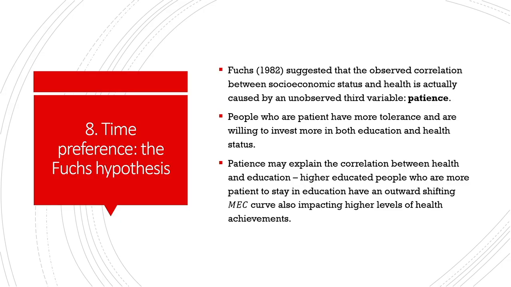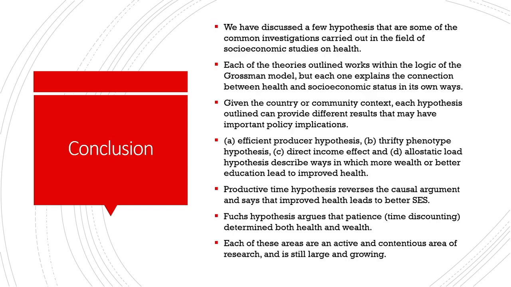In the context of health, it is referred to as patience, where your tolerance level is high and therefore you are willing to invest more and more in education and health, and that impacts your productivity. So, patience may explain the correlation between health and education, which means that higher educated people who are more patient to stay in education have an outward shifting marginal efficiency curve that also impacts higher levels of health achievements. Ultimately, the efficiency of an individual increases because of an unobserved third variable, and in this case it is referred to as patience.